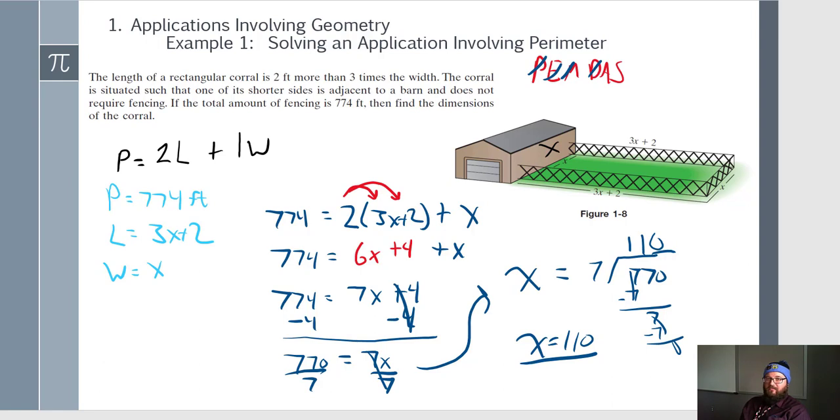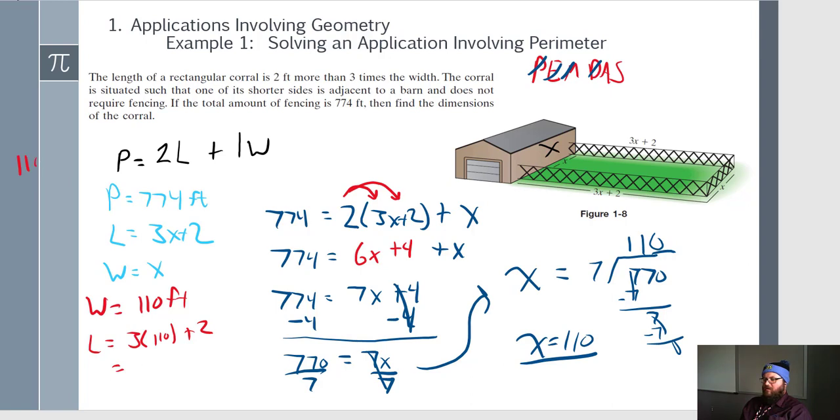Now, is that the answer? No. It wants to know the dimensions of the corral. So it wants to know what the length is and what the width is. But we know the width is 110, so that's part of the answer. So we can simply come over here and say our width is 110 feet. And now we should find our length. So with that, the length is going to be 3 times our x value of 110 plus 2.